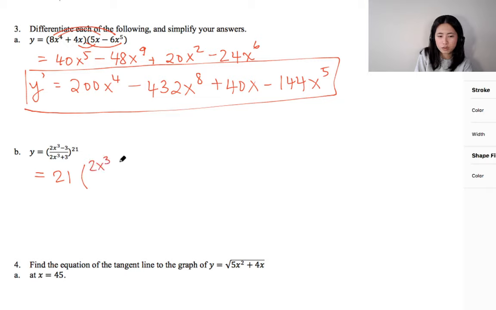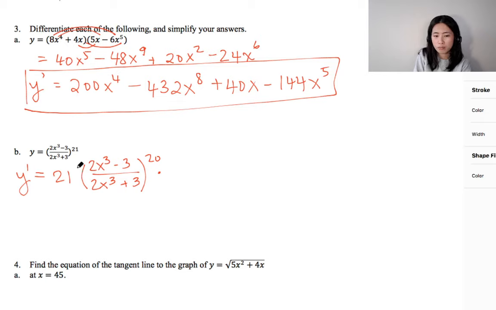So you have 2x cubed minus 3, over 2x cubed plus 3. Whatever is inside, you're going to keep that, and then you're taking 21 minus 1, or any of your exponent really, if it's 5, then you subtract 1. So 21 minus 1 is 20. And then this is the time you're going to expand and find the derivative of your inner term.